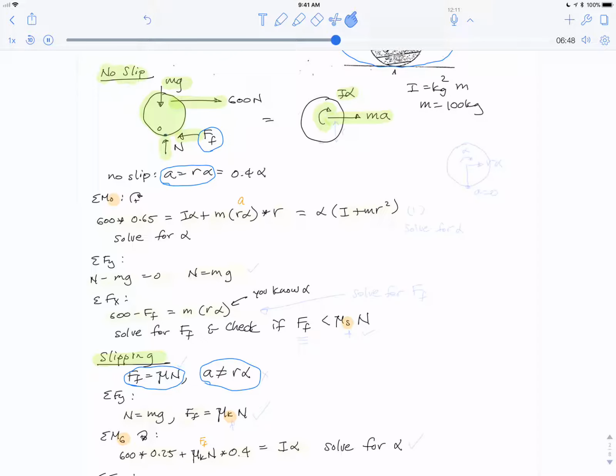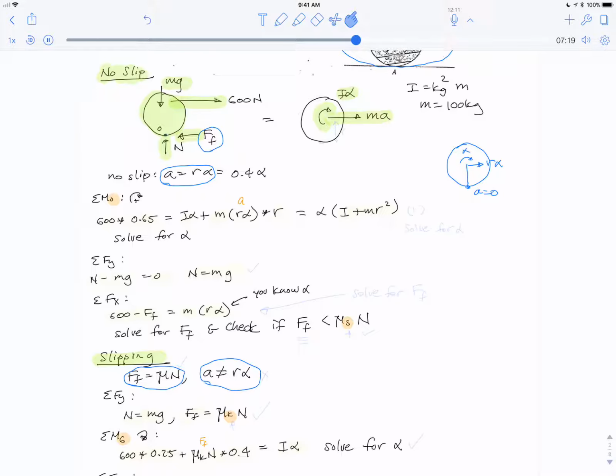So back to the no slip solution. Okay, so if it's not slipping, we know that a is r times alpha, and the radius is 0.4 times alpha. And again, the reason for that, let me draw that here. That has zero acceleration because it's touching the ground, and that's spinning with alpha. This r times alpha is the acceleration of the center, because the distance from the bottom to the center is r. Okay, so that's the additional kinematic equation.